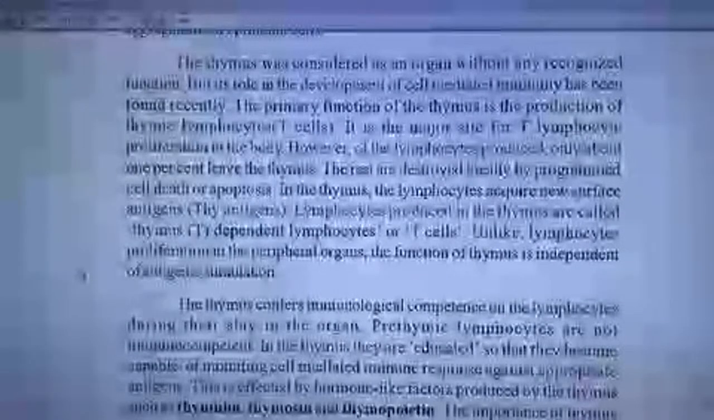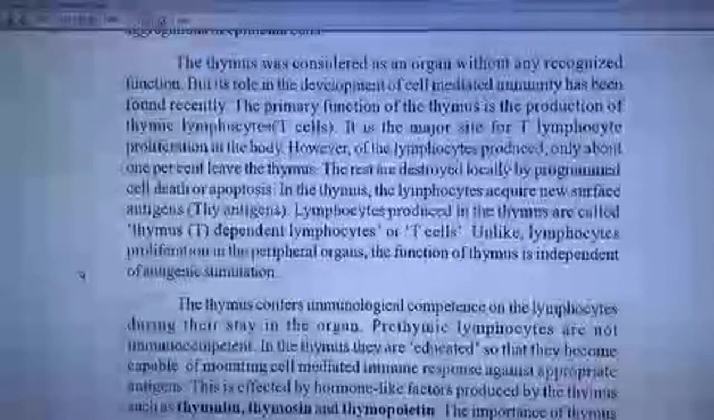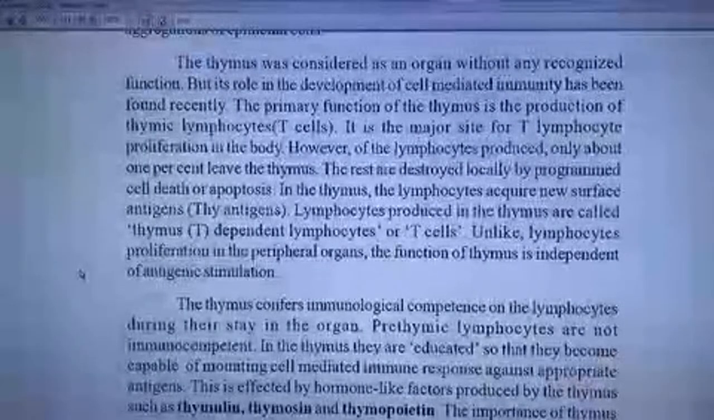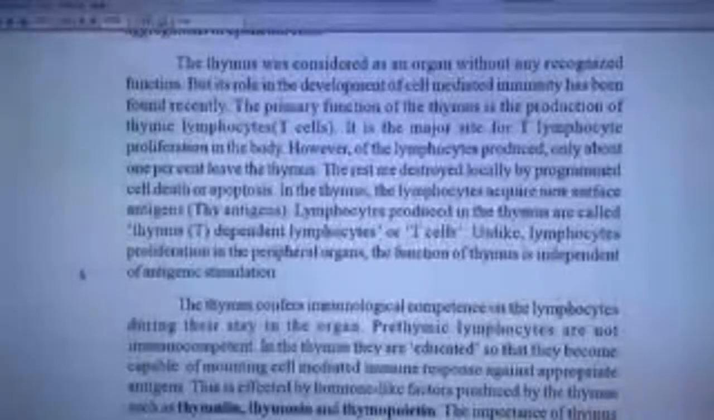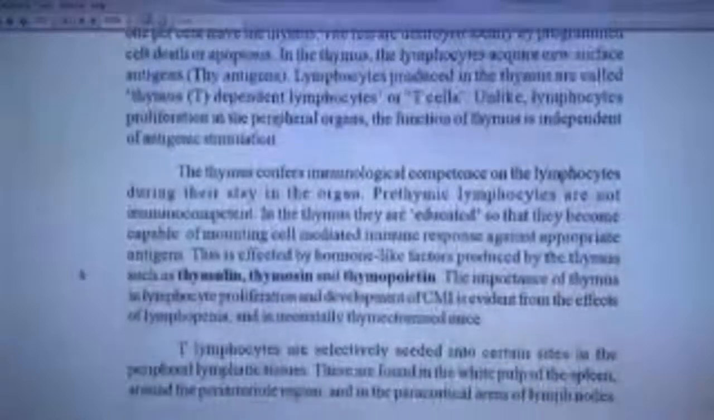In the thymus, the lymphocytes acquire antigens. Lymphocytes produced in the thymus are called thymus-dependent lymphocytes. In the peripheral organs, the function of the thymus is independent of antigenic stimulation. The thymus confers immunological competence on the lymphocytes during their stay in the organ.